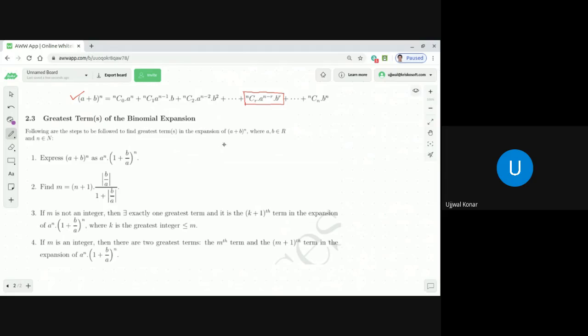So what is (a plus b) power n? (a plus b) power n is completely given. So what I am doing here is that I am writing all these things in the second bracket and power n. Inside it will be a plus b. So I take a common. Then 1 plus b by a, dear students. Yes. So now a into (1 plus b by a) power n, that means equal to a power n into (1 plus b by a) power n.